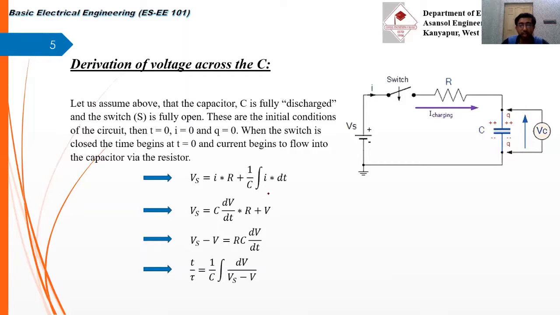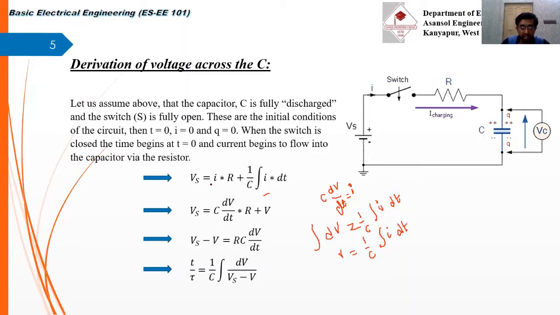Now, how to get this formula? You already know that C times dV by dt equals I, right? So 1 by C integration I dt will give you the dV value. Integrating, that means V equals 1 by C integration I dt. Clear?